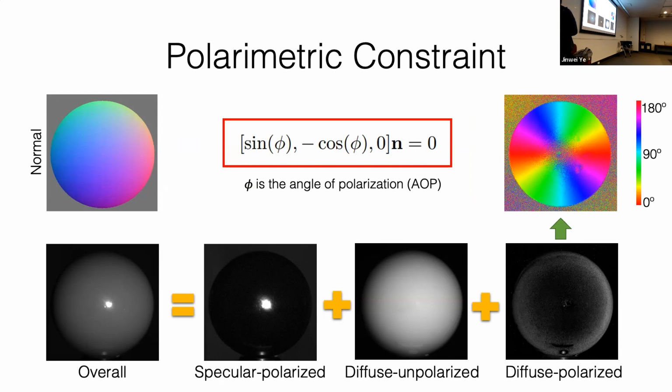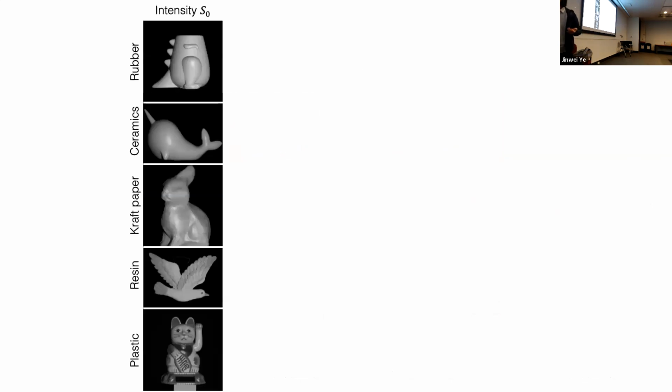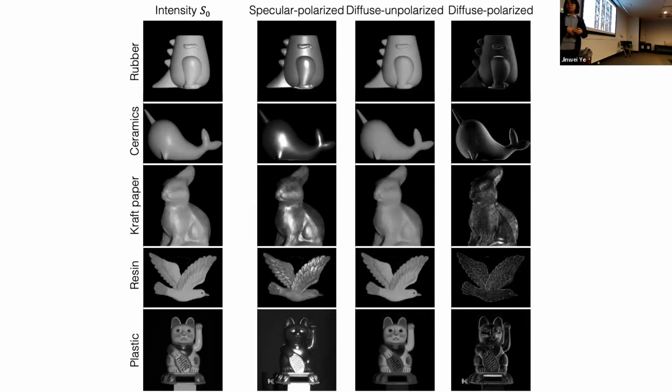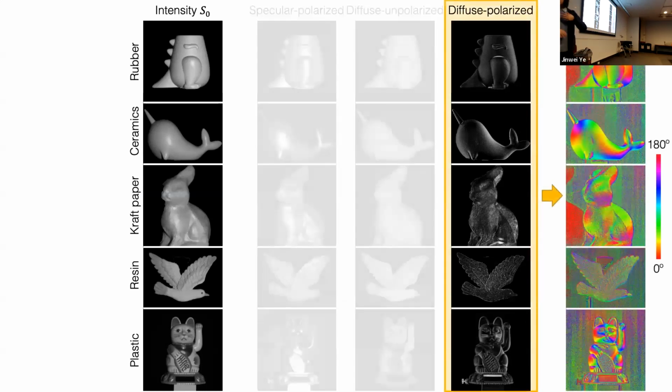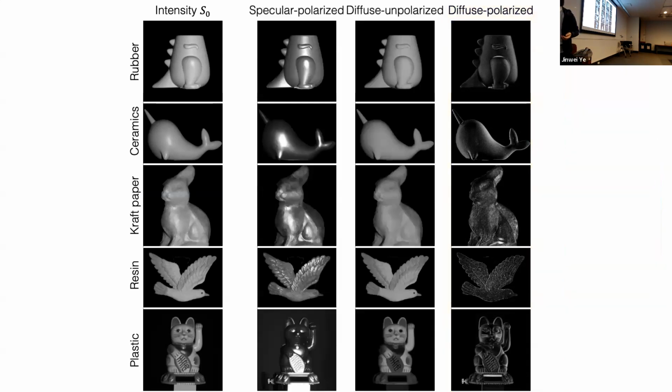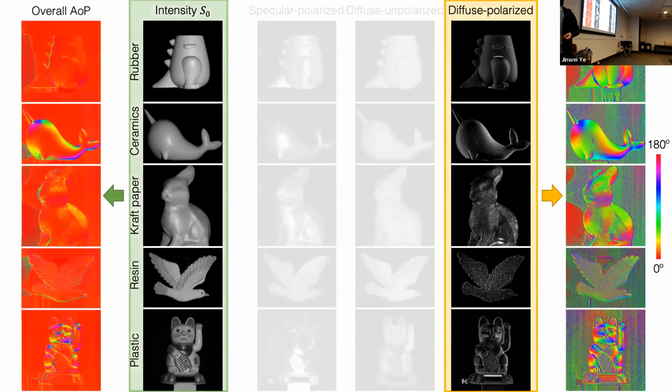Okay, so here I just want to show you some results on the decomposition as well as the result on the angle of polarization. This color basically encodes the angle. And you can see with our decomposition, the angle of polarization is less noisy and more related to the surface normal.